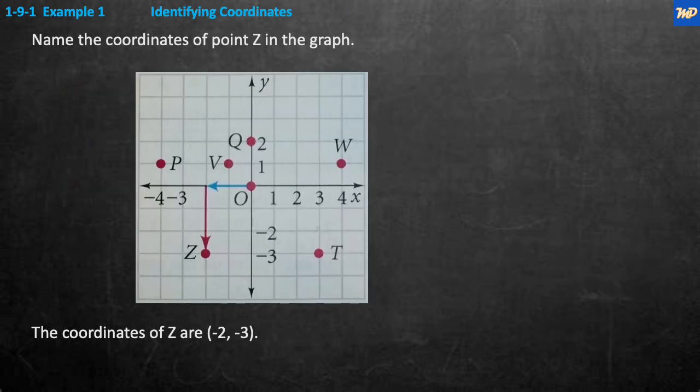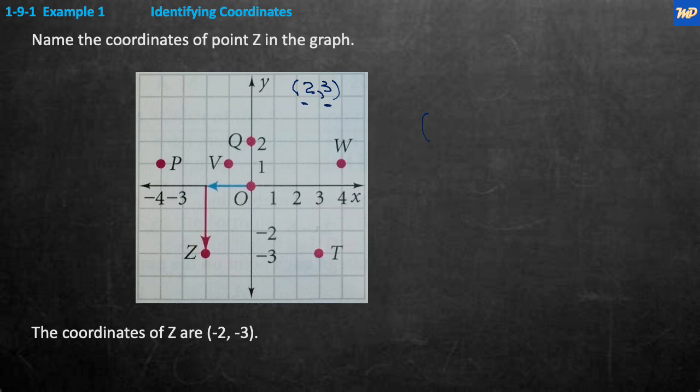Okay, example 1, identifying coordinates. Name the coordinates of point Z in the graph. Well, there's a bunch of points on this graph. And how would we name the coordinates? We would just say that it could be something as, it's hard to see this on here. I'm going to say here, how about 2, 3? That's the coordinates. The abscissa and ordinate, right? Abscissa, ordinate. X-axis, y-axis.